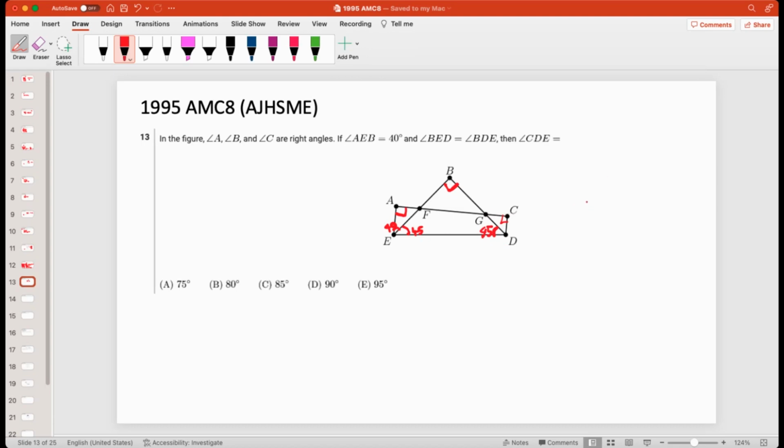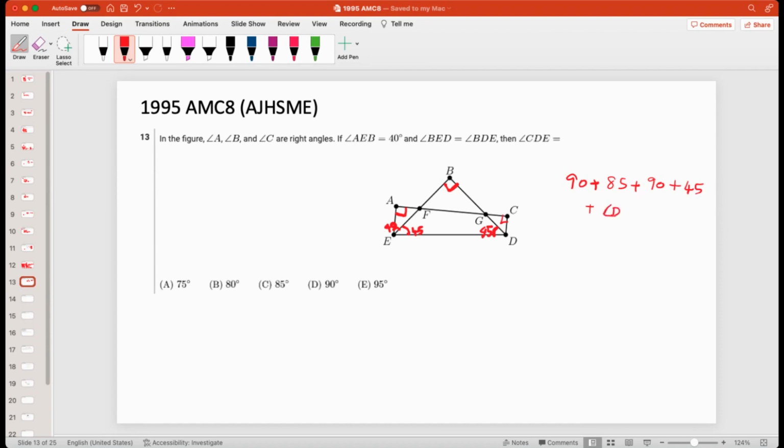ACDE is a quadrilateral. The total of all the angles within the quadrilateral will be 360 degrees, right? So I have, this is 90, and this is 40 plus 45, which is 85. Then this I have is 90, and I have half of this, right? So I need only this half. So I already have 45.